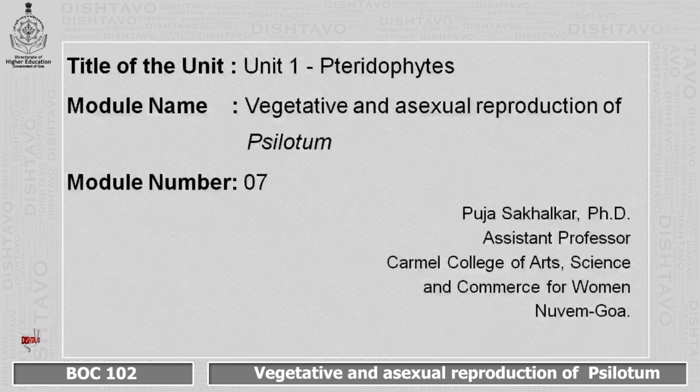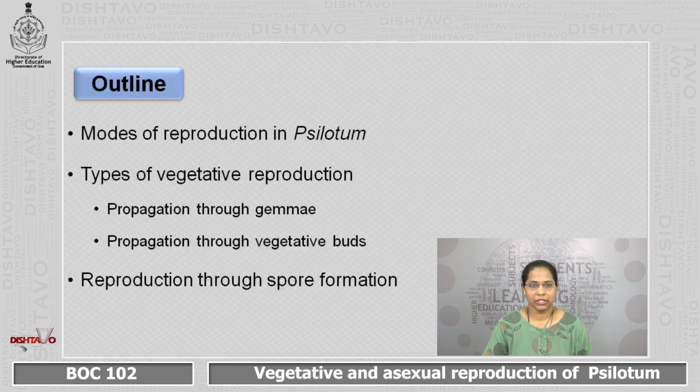Today we are going to look at module number 7 of paper BOC 102, that is Biodiversity 2, Unit Pteridophytes. The module name is Vegetative and Asexual Reproduction of Xyloterm, module 7. To give you an outline of this lecture, first we will look at the modes of reproduction in Xyloterm, then we'll look at the types of vegetative reproduction in Xyloterm, and finally we'll see how Xyloterm reproduces through spore formation.